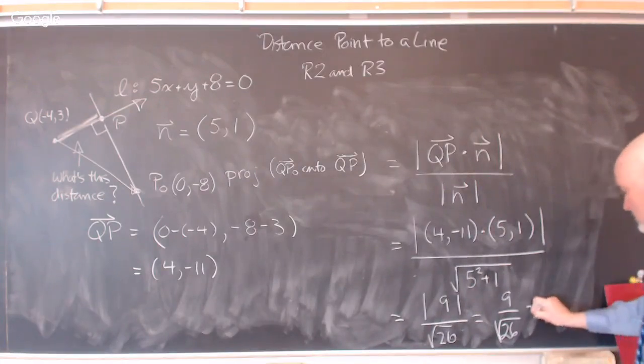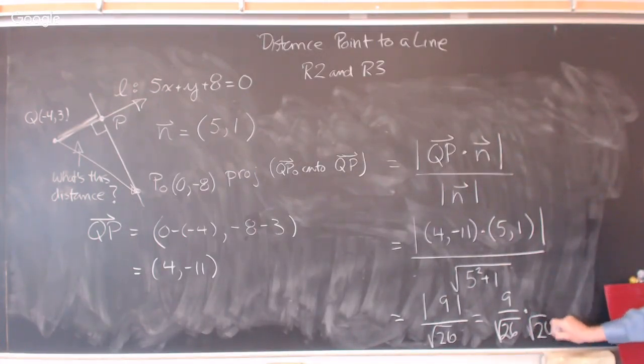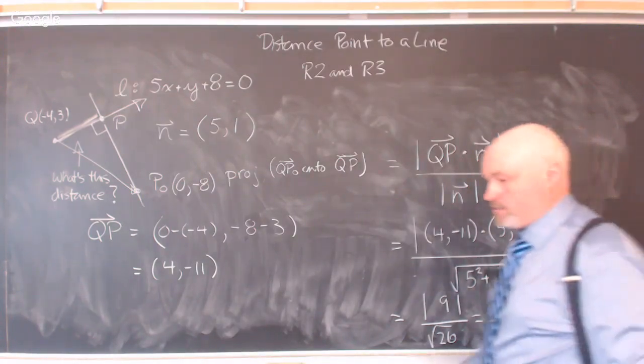And if you really get nerdy about it, we rationalize the denominator sometimes. And so this is 9 root 26 over 26 in nice old school format.